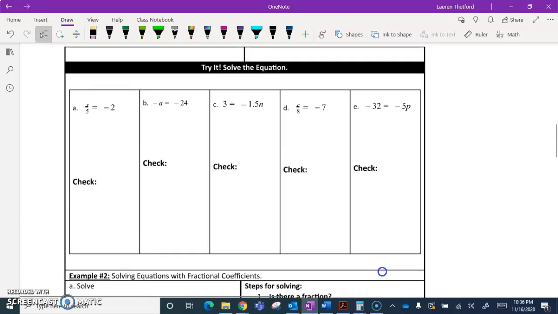All right, you are going to do the try-its on your own, and then you're going to check your answers with mine. Make sure that you plug back in to the equation to make sure that you got your answer correct. If you didn't, go back and fix it.